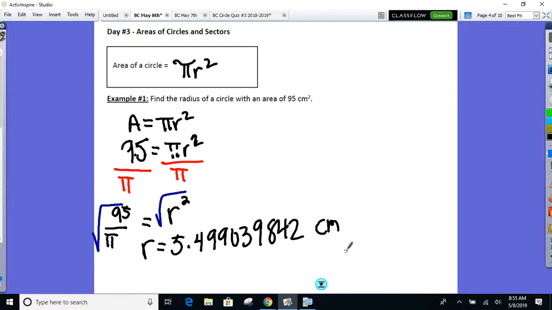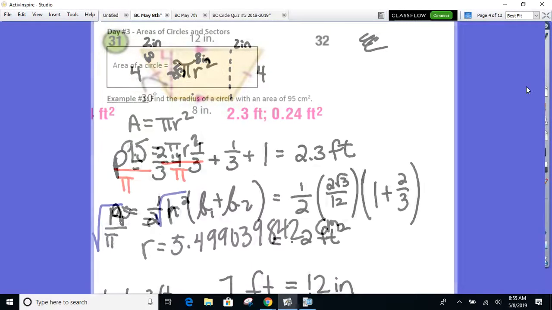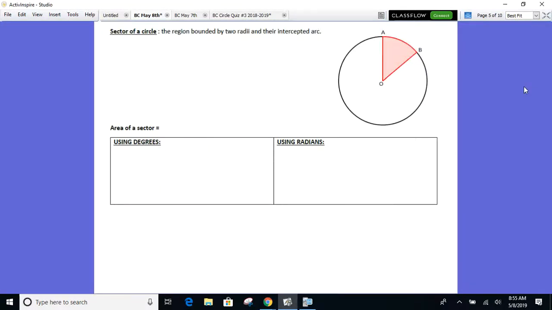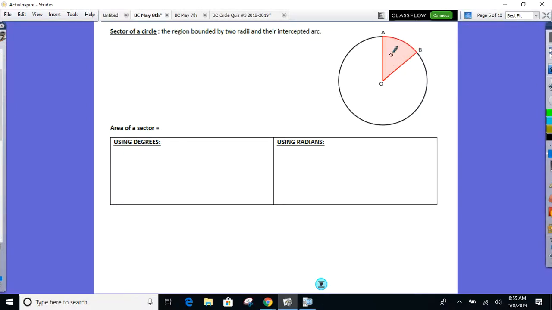The concern today is not the area of a circle, it's the part of the circle. Looks like a piece of pizza or piece of pie. Okay, part of the area, that's called a sector.